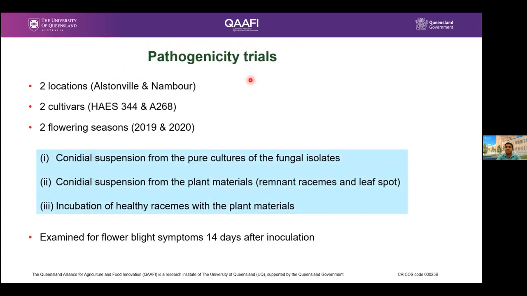Pathogenicity trials were conducted in two locations on two macadamia cultivars over the two flowering seasons using three types of materials. The first one, conidial suspensions from the pure cultures of the fungal isolates obtained from the remnant racemes and leaf spots. The second one, conidial suspension from the plant materials, that is remnant racemes and leaf spots. And finally, the incubation of healthy racemes with the plant materials. So the inoculated racemes were examined for flower blight symptoms, and the disease severity was rated 14 days after the inoculation.